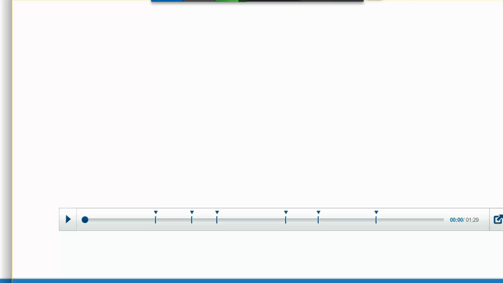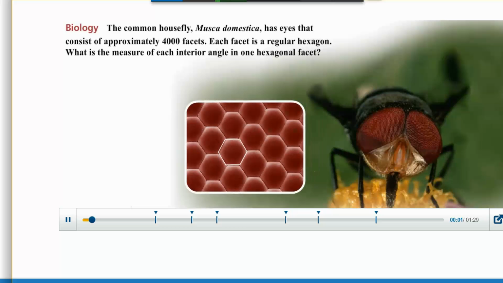Okay, now we're going to branch out and use the theorem a little differently. Here's another example of a problem you may see in your homework. In this problem, you will use the polygon angle sum theorem. The housefly, Musca domestica, has eyes that consist of approximately 4,000 facets. Each facet is a regular hexagon. What is the measure of each interior angle in one hexagonal facet?